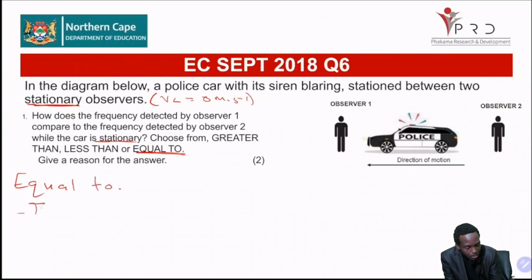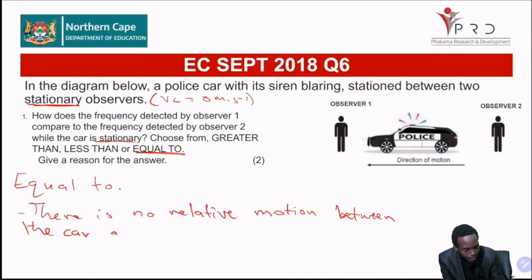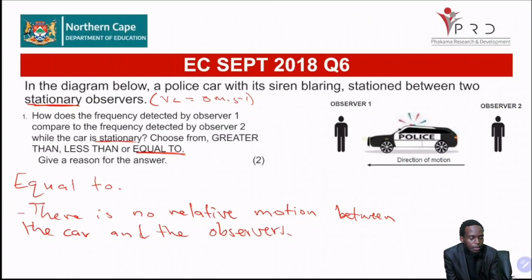The reason for this is there is no relative motion between the car and the observers. So they will both detect the same frequency. Okay.